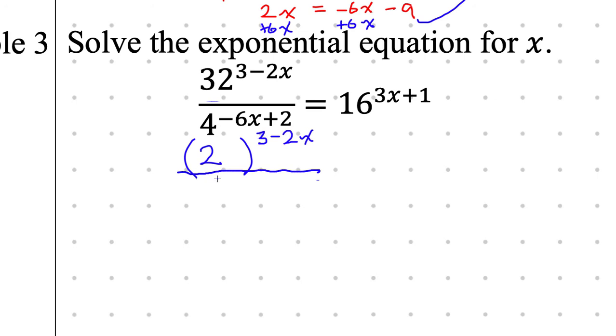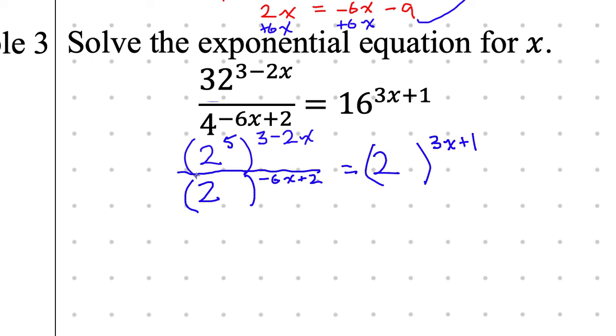Okay, and then on the denominator, I have 2 to the power of something, and then I'm going to rewrite this -6x plus 2, and that's going to be equal to 2 to the power of something to the power of 3x plus 1. I need 3 different hands here, 3 different volunteers. Adzuri. To the power of 5. To the power of 5, perfect.